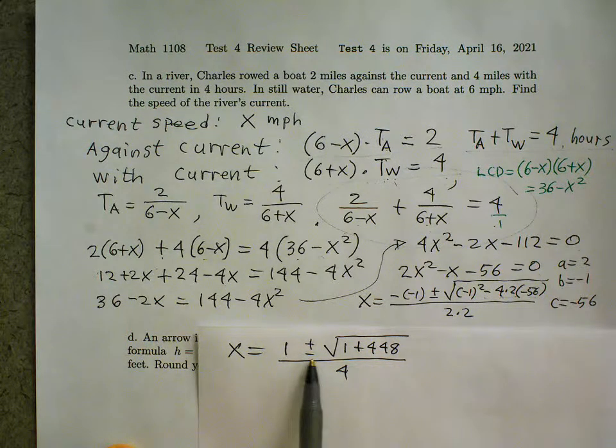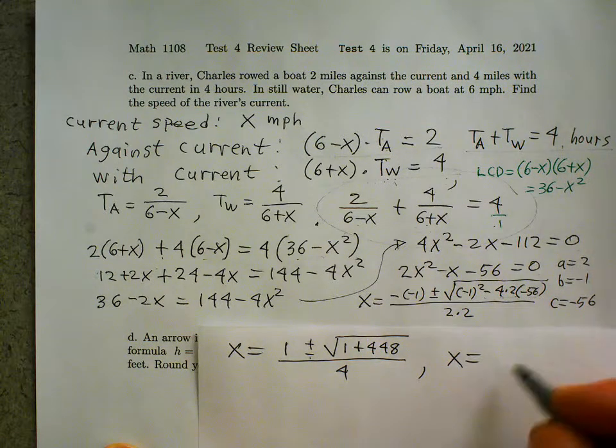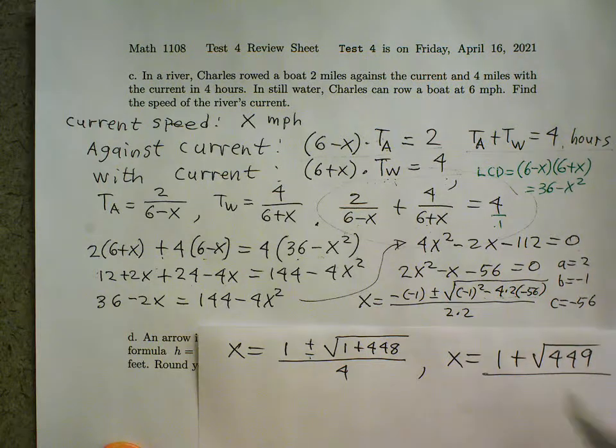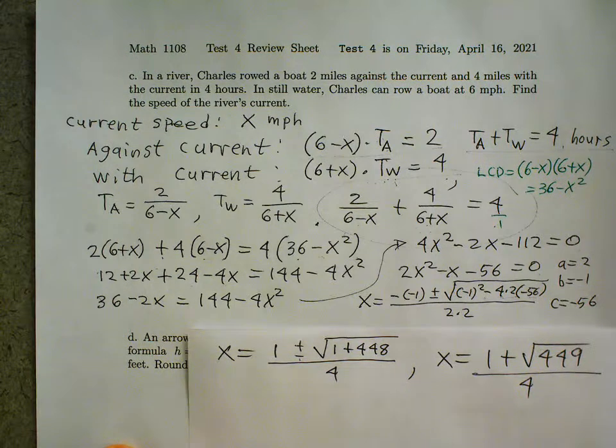Notice that the solution that we get by subtracting is negative. We want the positive solution because x is the speed of the current. So we'll write x equals 1 plus the square root of 449, all divided by 4. Okay, that's as far as I'm going to take that one.